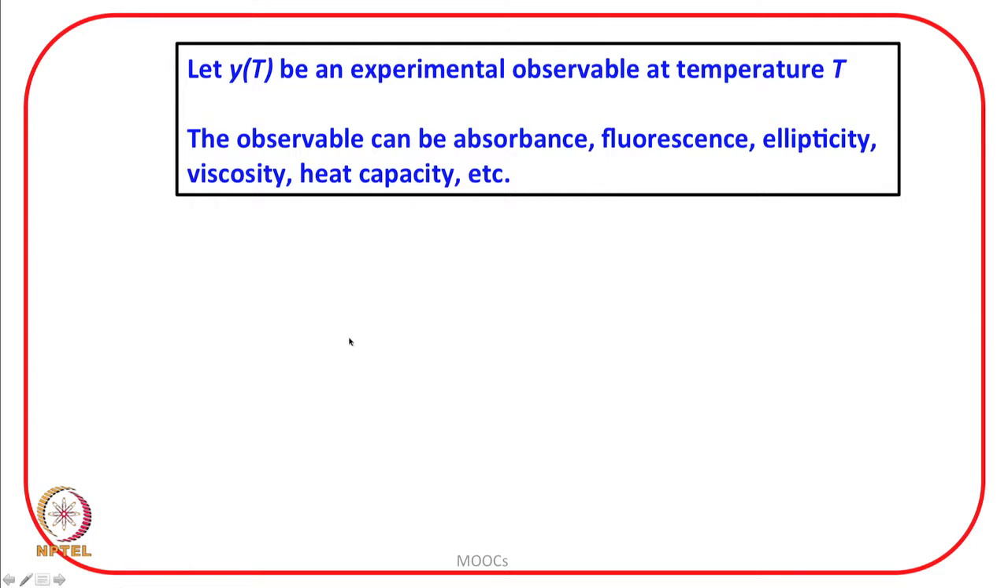Let me begin the discussion by taking Yt as an experimental observable at a temperature T, where Y is the property. It can be absorbance, fluorescence, ellipticity, viscosity, heat capacity, or any other property which depends upon temperature in the case of proteins. Now, let us discuss some equations.